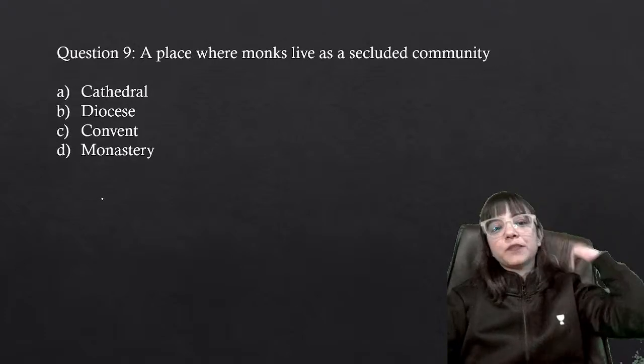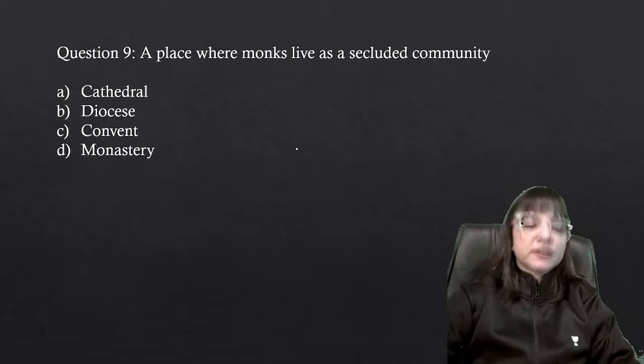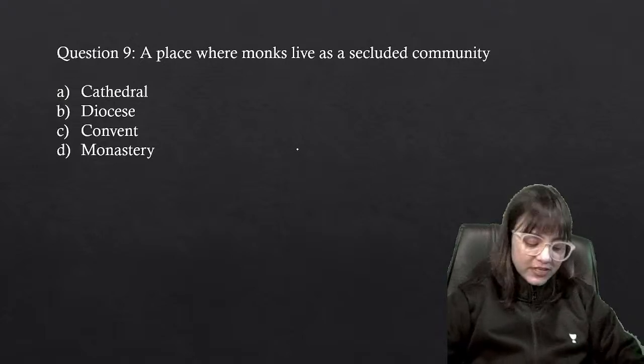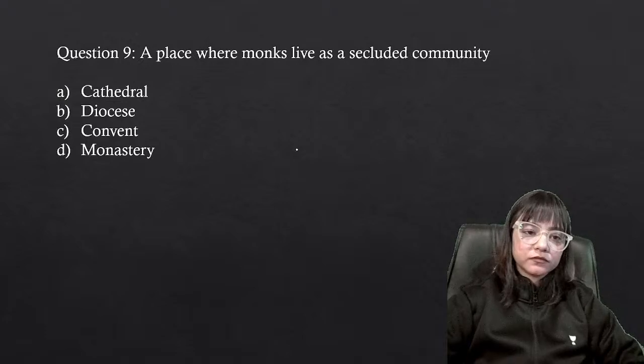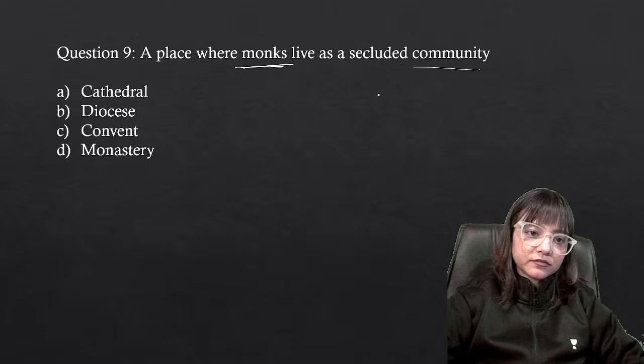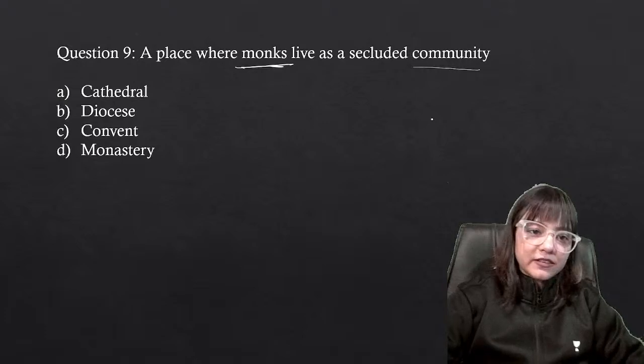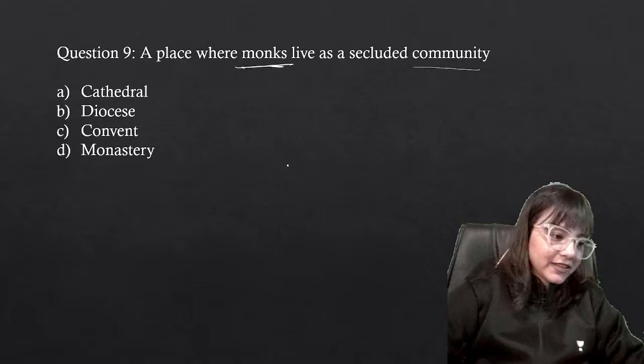Ninth question, everybody. A place where monks live as a secluded community. They live as a secluded community. Monks live as a secluded community. मतलब बाकी कम्युनिटी से अलग रहते हैं ये. उनके रहने की जगह को क्या कहते हैं?